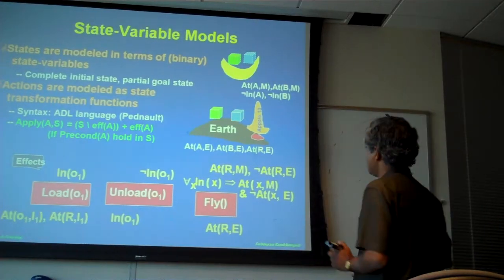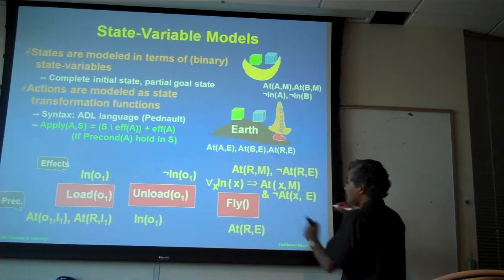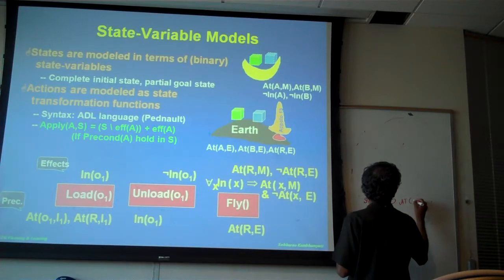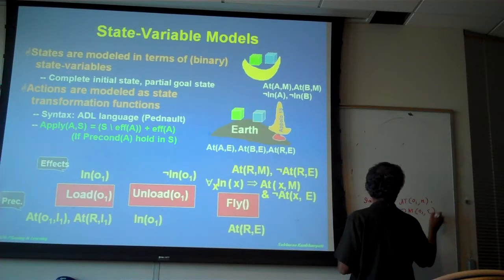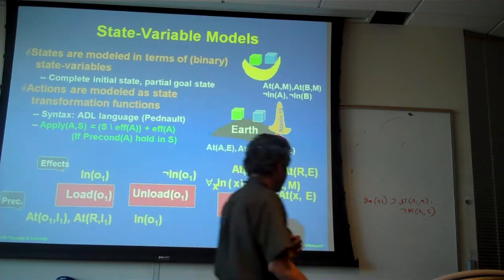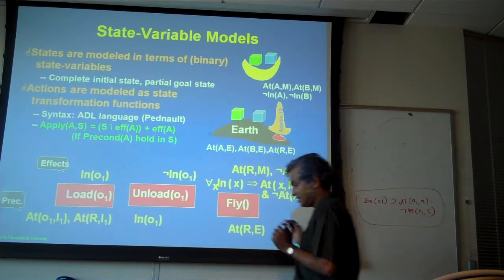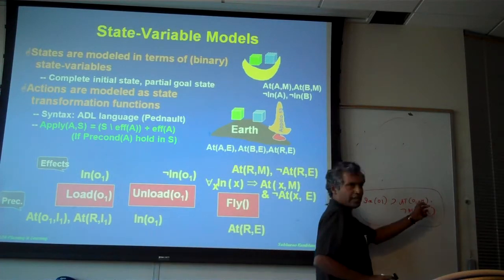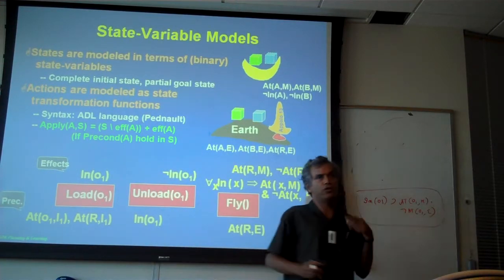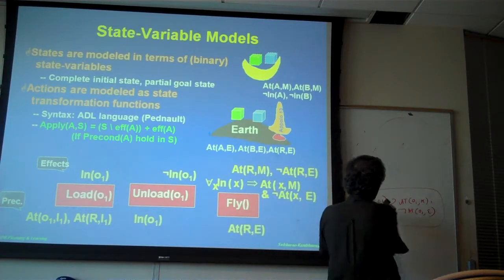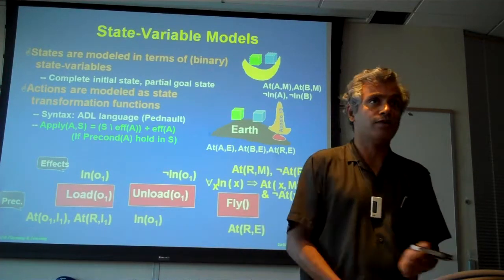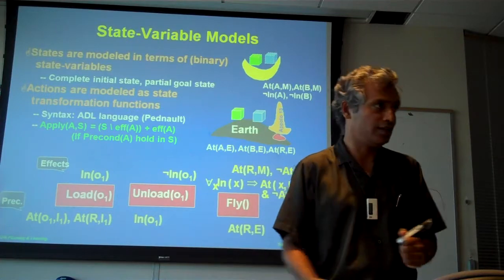Now what's more interesting, of course, is the conditional effect itself. So you might also have, for example, in O1 implies at O1M and not at O1 Earth, right? Now the interesting thing about this is that it is a conditional effect. This is saying that I will have these changes to these variables only if this variable happens to be true. Again, I'm calling in O1, it looks like a predicate with an argument, but as I said, you can actually think of them as state variables, because once you ground them, they're essentially state variables which are true or false.